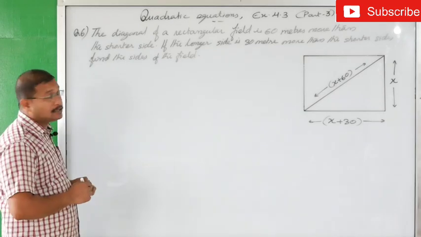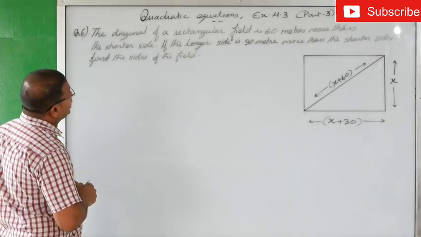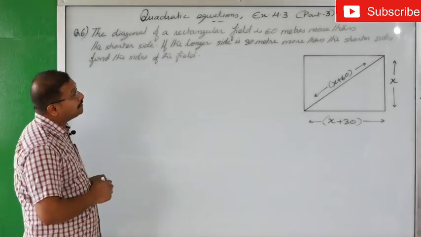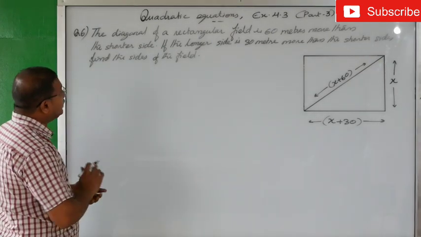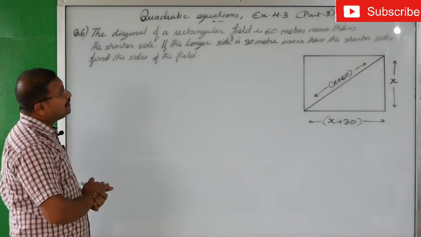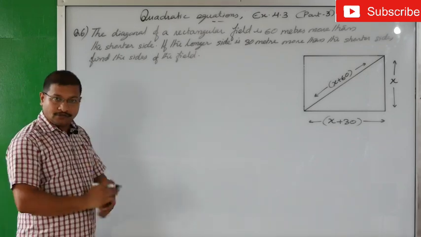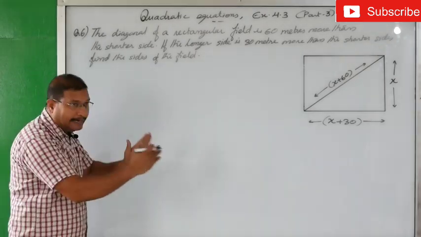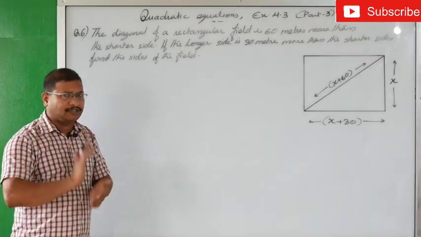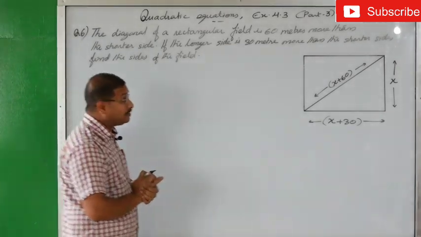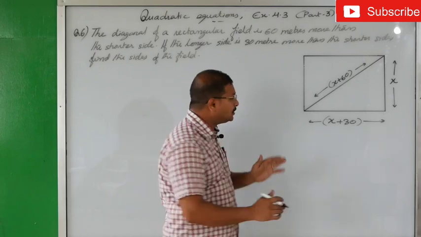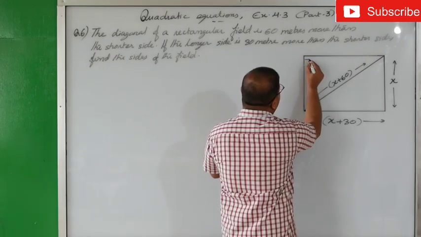Question number 6. The diagonal of a rectangular field is 60 meter more than the shorter side. If the longer side is 30 meter more than the shorter side, find the sides of the field. So first it is already given, it is a rectangle. Rectangle means length and breadth will be there. And one more thing, rectangular field or rectangle means the corner angles will be 90 degree.